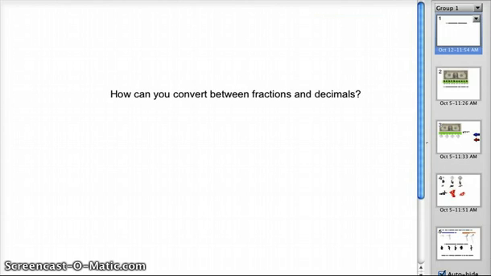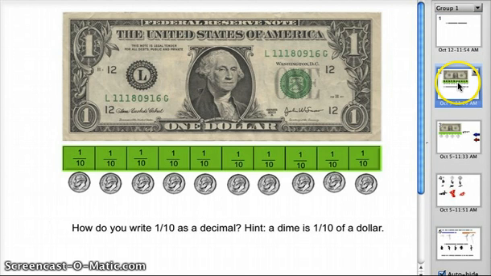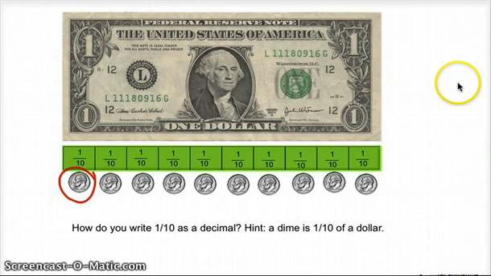Okay, today we're going to talk about converting between fractions and decimals. Let's start by looking at money. If you have a dollar, $1, and you were to divide it into 10 equal parts, each part would be 1/10 of a dollar. Now we know a dime is 1/10 of a dollar. It's also 10 cents.